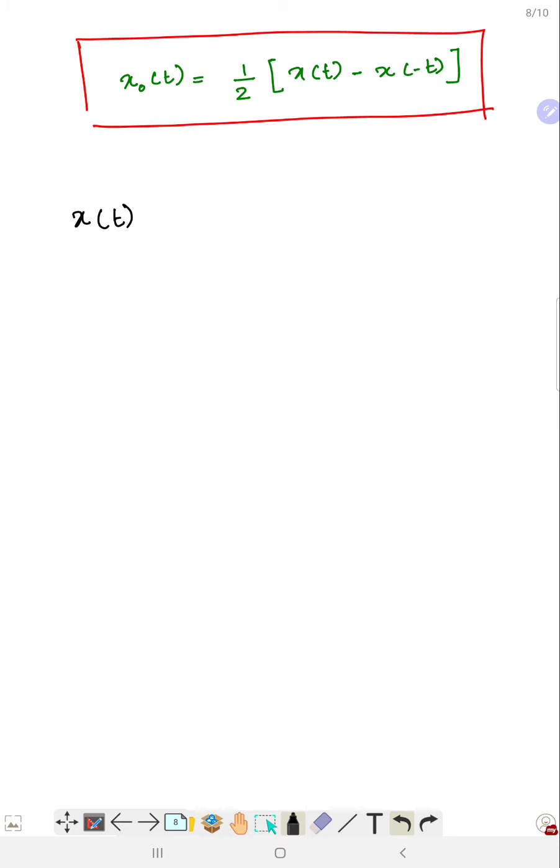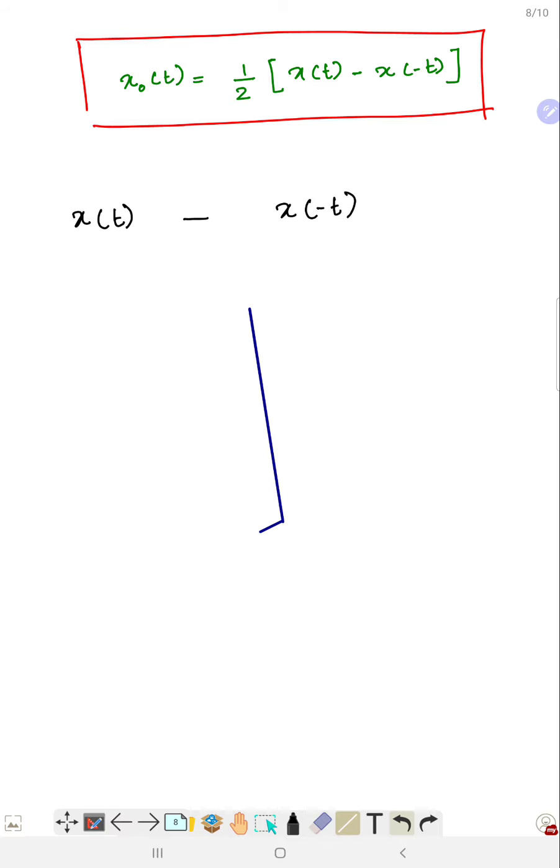x of t. Now to get an even component, to get an odd component, I need a similar signal x of minus t. Now mathematically it is simple substitution, use minus t in place of t, that's it. But physically it represents a very important operation that we perform on signals. Fine. See, what effectively you are doing is you are changing the direction of your time axis.